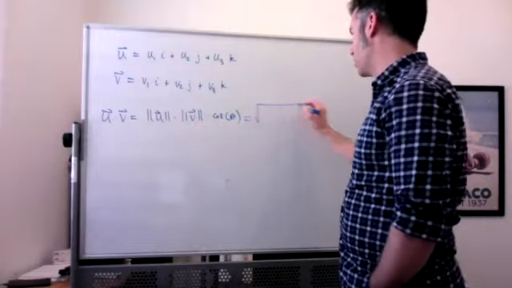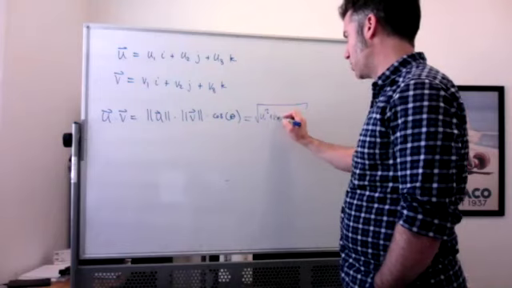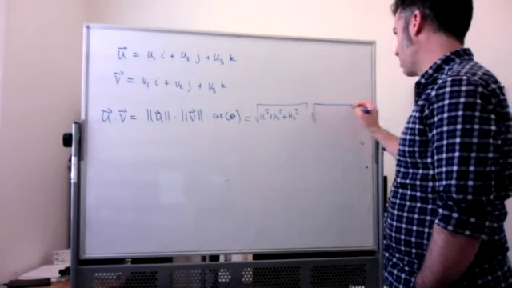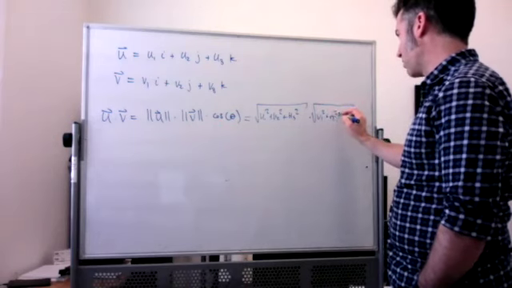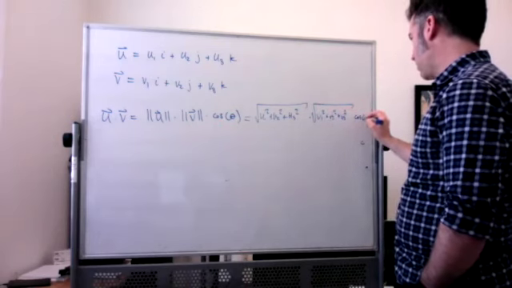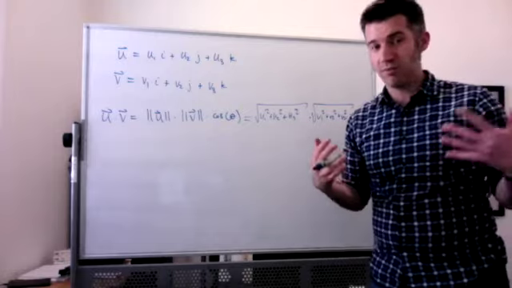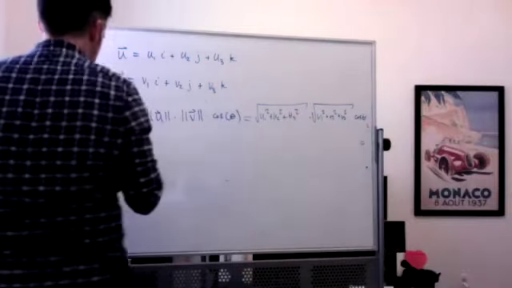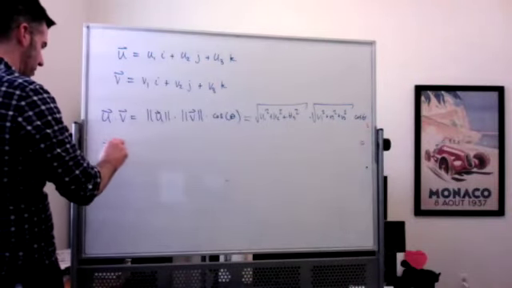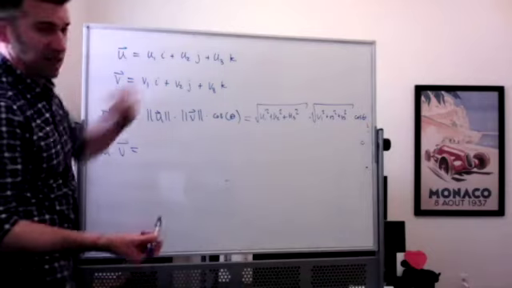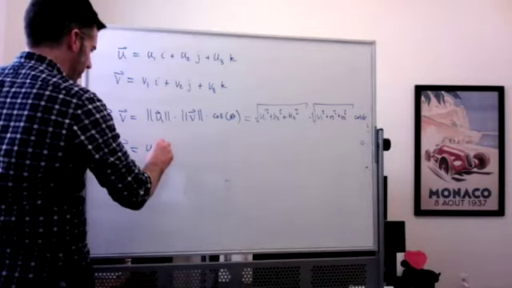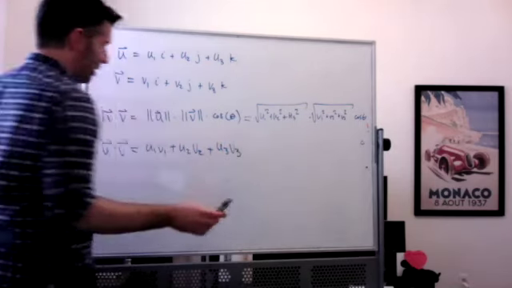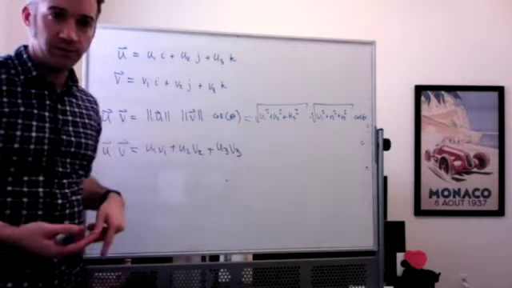This is the square root of u1 squared plus u2 squared plus u3 squared. And the magnitude of v is the square root of v1 squared plus v2 squared plus v3 squared, times cosine of theta. But the way most people who don't want to break their brains actually calculate the dot product is the following way. You just multiply the components together and add the results. It's going to be u1 v1 plus u2 v2 plus u3 v3. And the interesting thing here is that these are equal to each other.